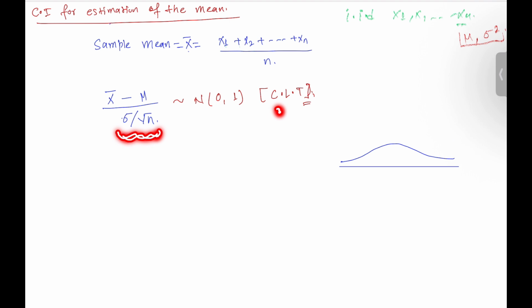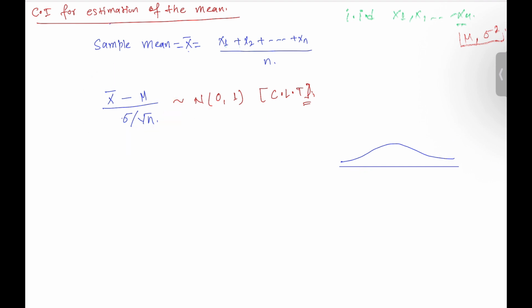Using the central limit theorem, we can say that it will have the approximate distribution of a standard normal random variable, right? So what I am going to do is look at the standard normal random variable and find the 95% of the probability where it is residing, right?